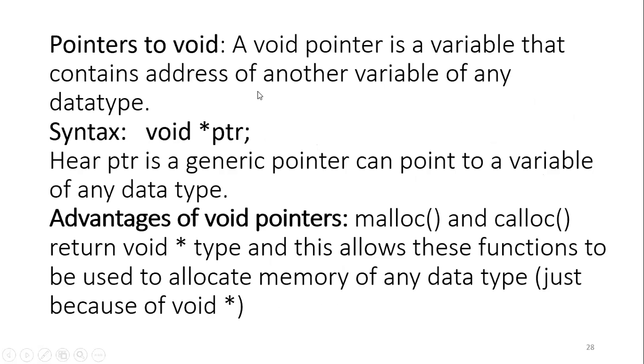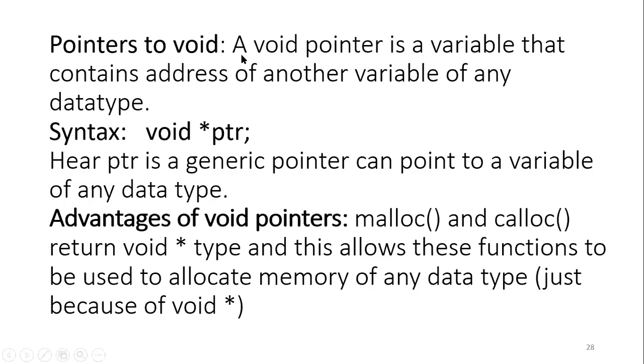Pointers to void. Till now we have discussed integer pointer and float pointer. For example, an integer pointer will contain the address of an integer variable. A float pointer will contain the address of a float variable. A double pointer consists of the address of a double variable. So today we are going to discuss pointers to void.